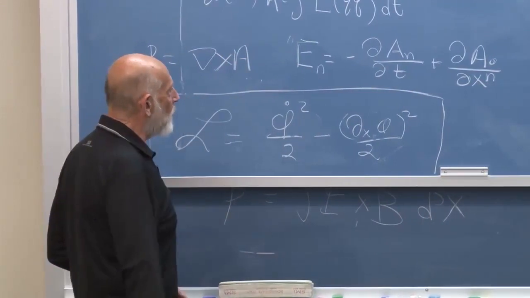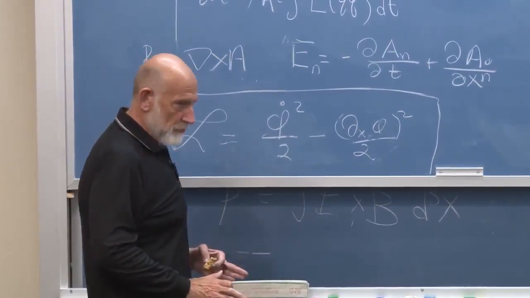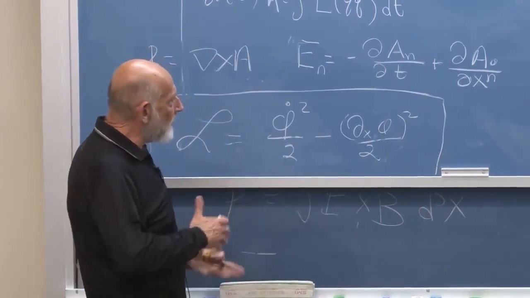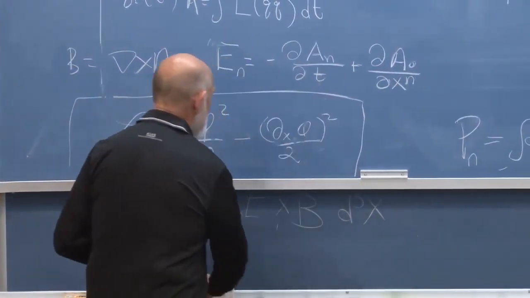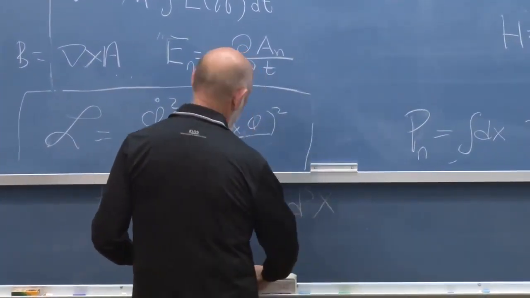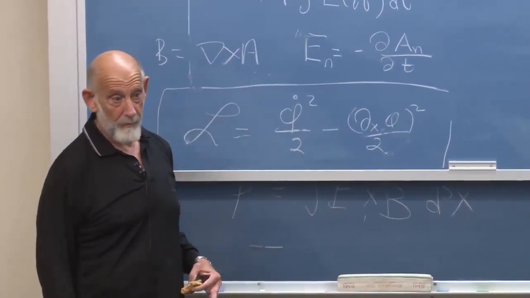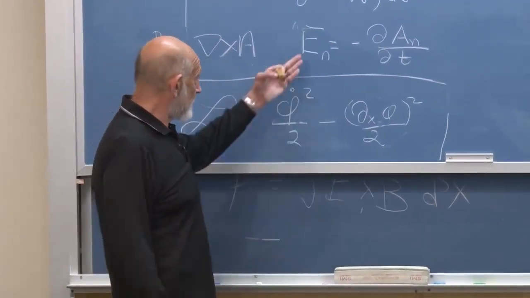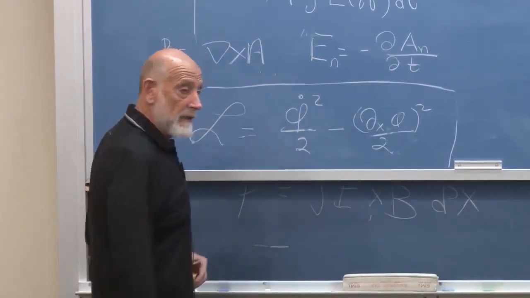Now, if you do this trick of fixing the gauge, of using the gauge freedom to set A naught equal to 0, then it's easier. The electric field is just the time derivative of the gauge potential. So it's electric field time derivative, magnetic field related to space derivatives.